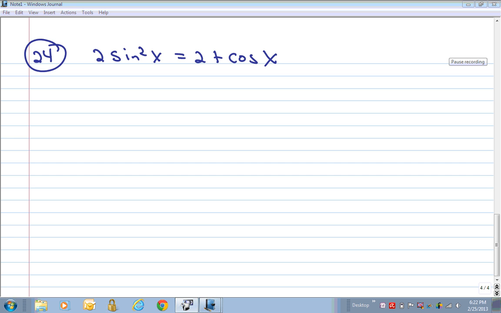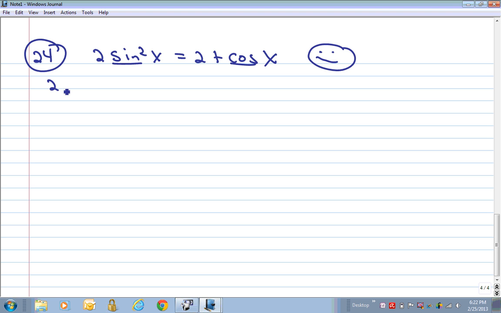All right, we're going to work with problem number 24. We've got a couple of things going on here. One, we need to move everything to the left and set it equal to 0, so let's do that first. The other thing I notice is I'm a little perplexed and a little concerned because I have a sine and a cosine, and I'm going to need those to be the same trig function in a minute. But let's first get everything to one side.